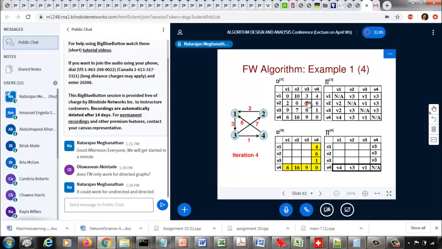Now for this, V2 to V3 is 5. So the vertical will be 9, horizontal is 6. So 9 plus 6, 15, not less than 5. So stay with 5. And V1 as the predecessor.